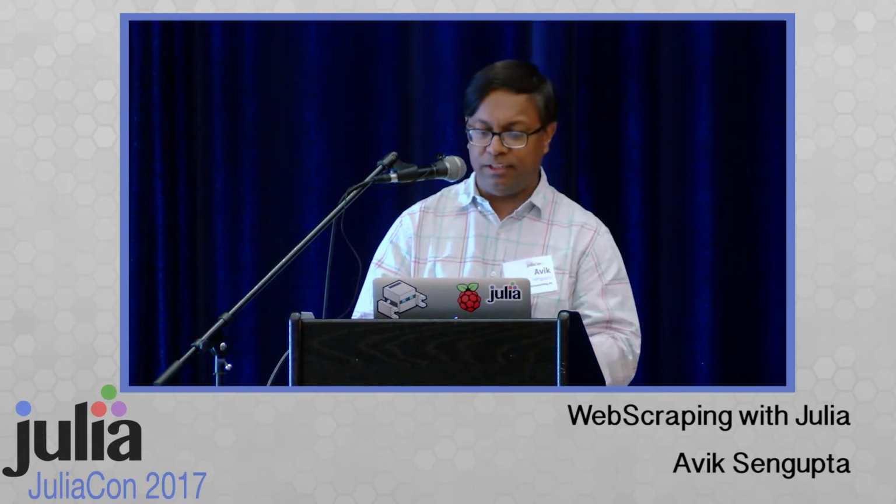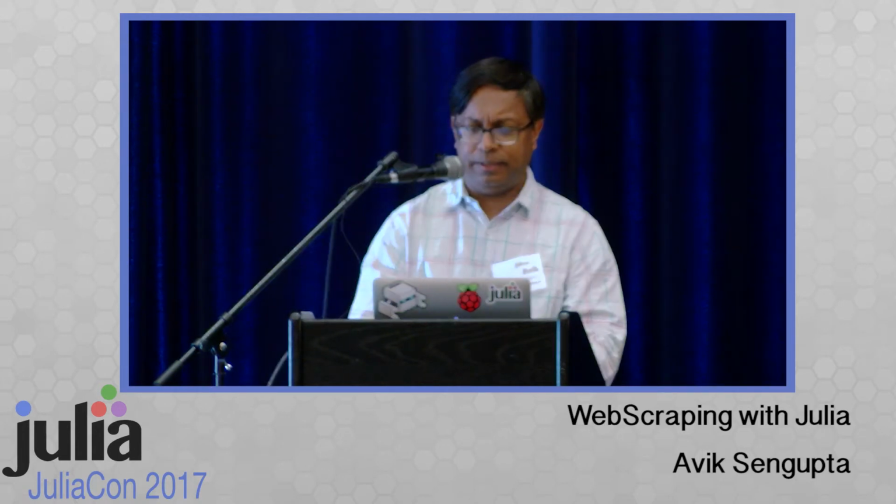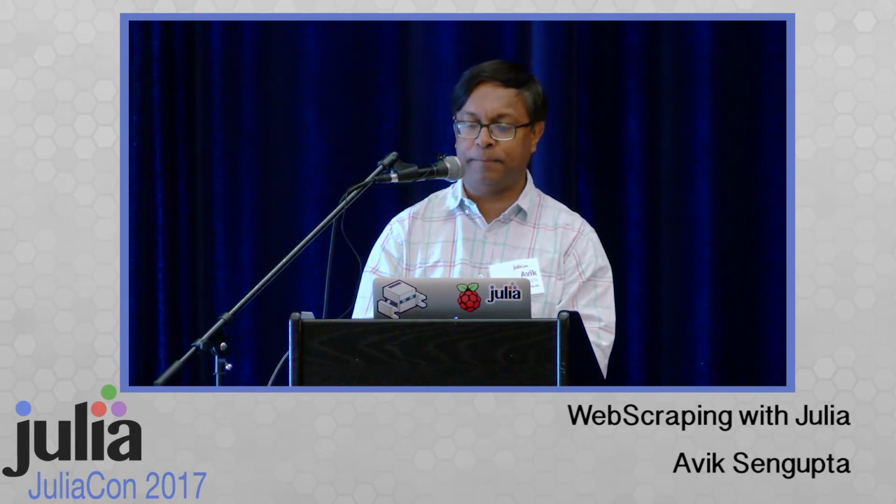The first thing that you need is to install a few packages, and I'll talk about what these packages do in a minute. You install a package called Cascadia and the HTTP package to actually do the HTTP request, and then you load them up. Hopefully that's visible. Maybe I'll increase the size a little bit. Then we say HTTP.get with that URL that we just got from Stack Overflow.